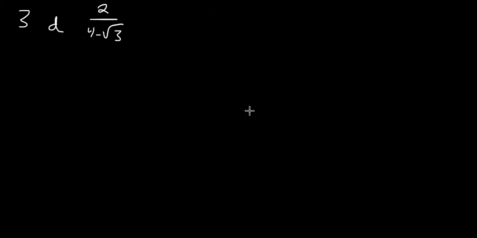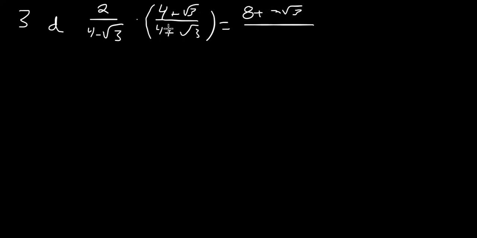Problem 3d, we have 2 divided by 4 minus square root 3. To rationalize the denominator, we're going to multiply by the conjugate of the denominator, which is 4 plus square root 3. Distributing the top will be 2 times 4, which is 8, plus 2 times square root 3.